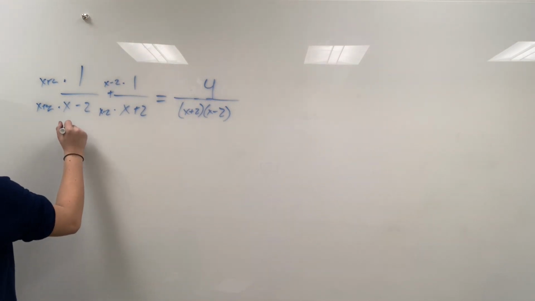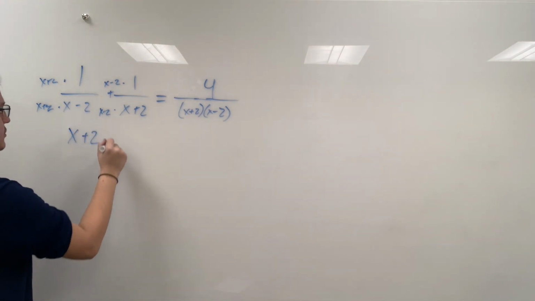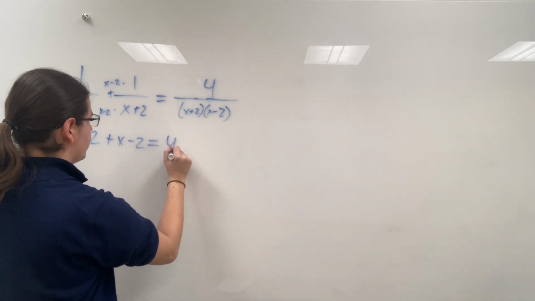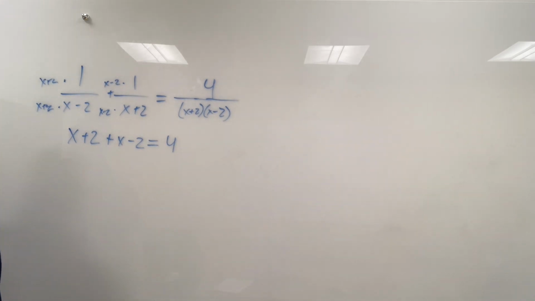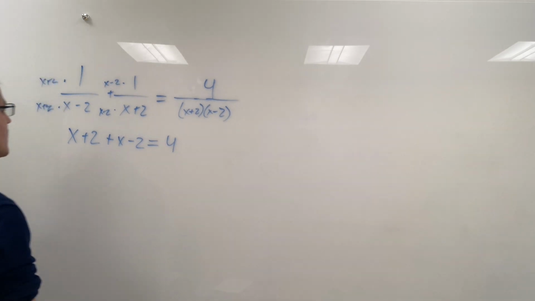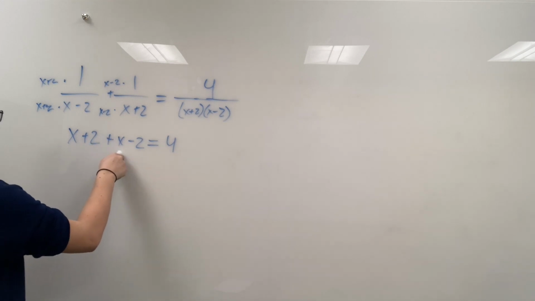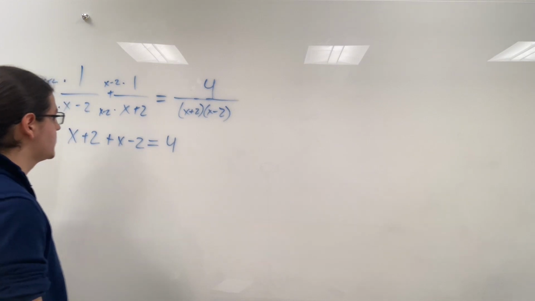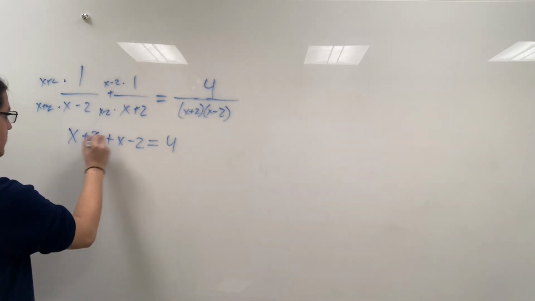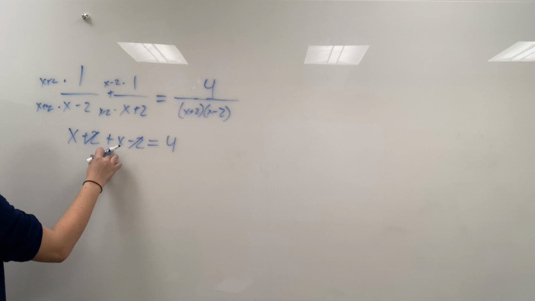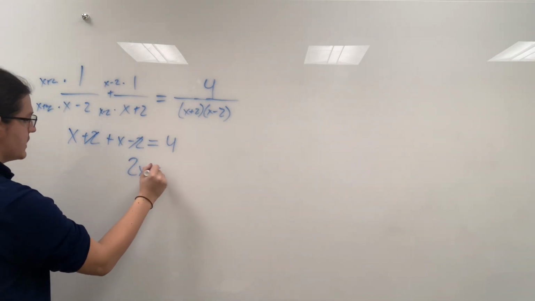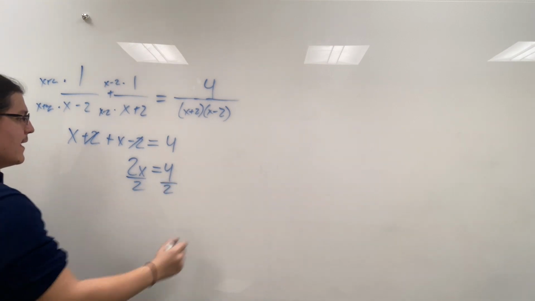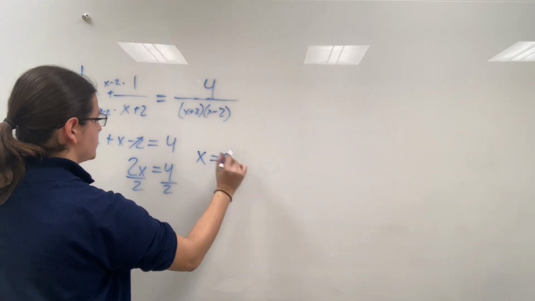We get x plus 2 plus x minus 2 is equal to 4. The 2 and minus 2 cancel. x plus x gives us 2x is equal to 4. And then we can divide by 2, and that will give us x is equal to 2.